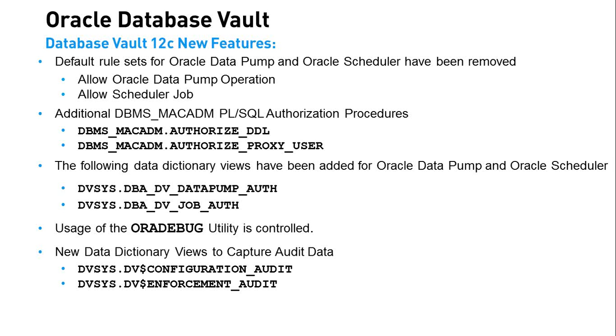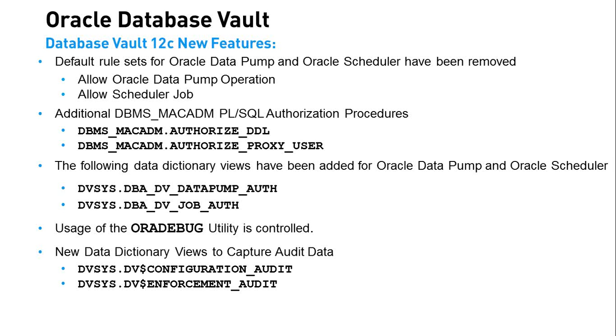Similarly, there is another package, authorized proxy users, which can grant a proxy user account authentication using DBMS_MACADMIN authorized proxy users. You can enable or disable the use of the ORADEBUG utility, particularly in Oracle Database. It is used to take internal dumps of the trace files. This enhancement enables you to prevent misuse of the ORADEBUG feature, such as manipulating or dumping internal structures, or enabling or disabling SQL tracing for the users.